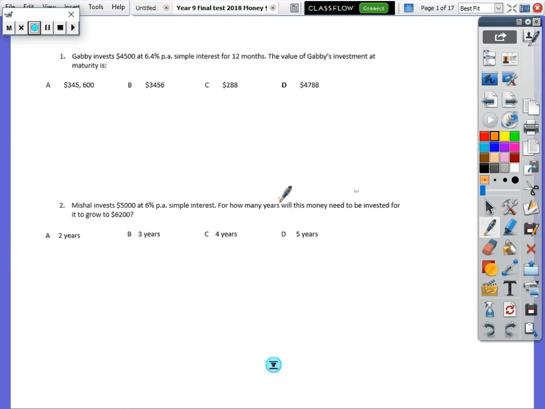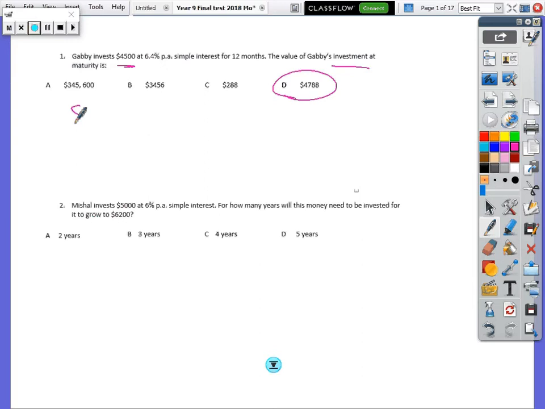Okay, we're just looking at your final exam on the last topics on money, similar triangles, and geometric reasoning. So just go through it. So this one here, she invested 4,500, and we're looking for the value of the investment. The only answer that makes any sense is that one, in that the investment's gone up.